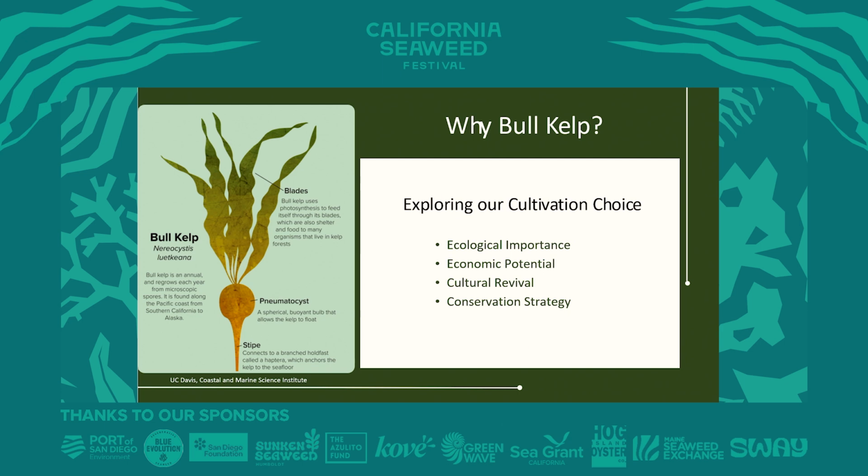In an ecological importance aspect, since 2014, we've seen about 95% of the bull kelp canopies disappear from our waters due to the El Niño, or again, a blob that occurred, heating our ocean waters and affecting many of our foundational species of kelp.